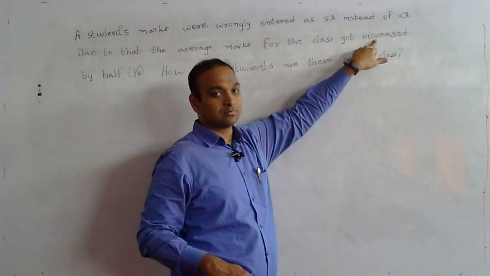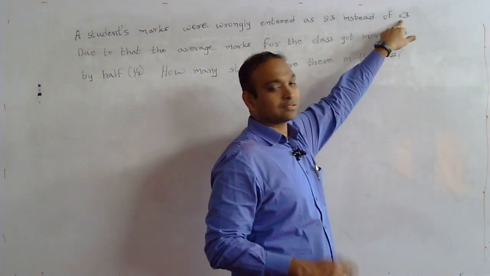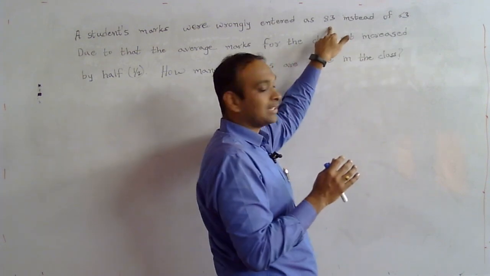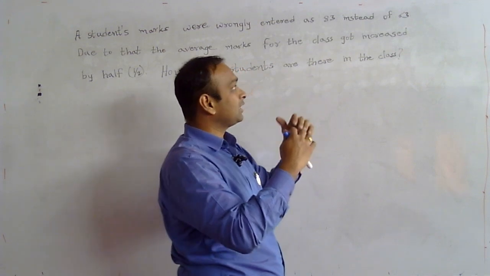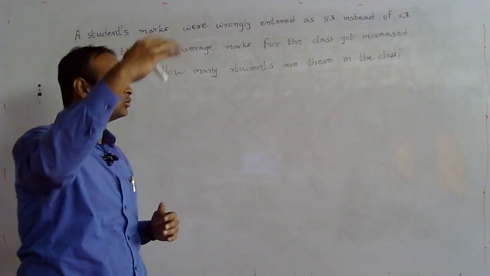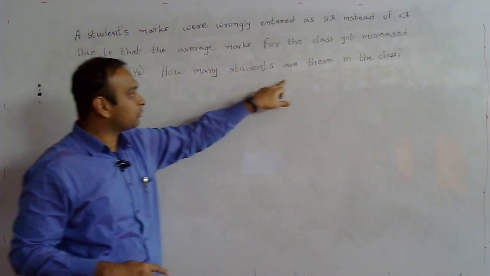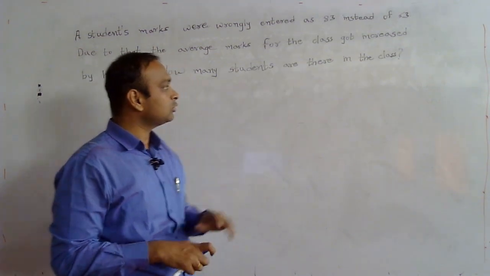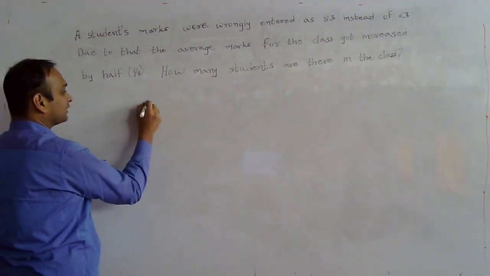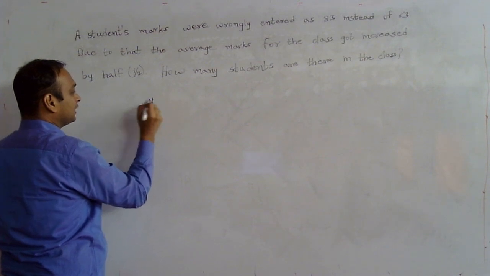Okay, wrongly entered marks, and because of this mistake, the average marks for the entire class got increased by half. Since 83 is higher than 63, obviously the average of the entire class is going to increase, right? Now we have to find out how many students are there in the class. Since we have to find the number of students, let's consider that x is the total number of students in the class.